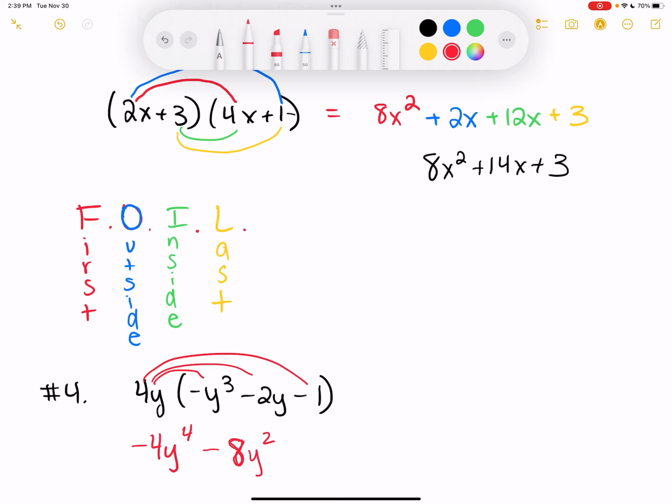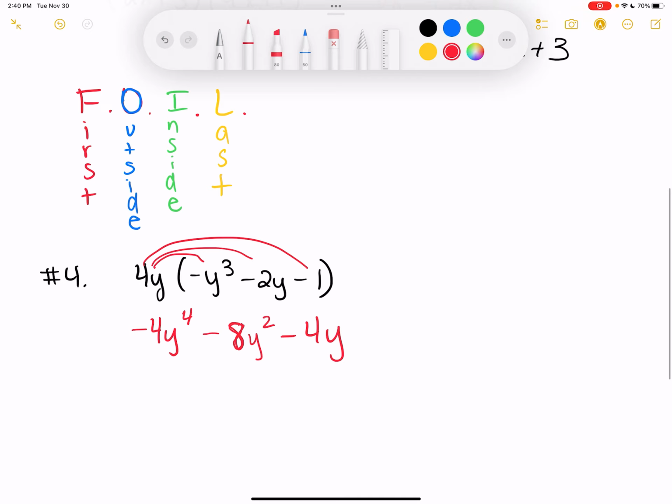Wait, so it's just going to be negative 4y to the second power? There's no extra. Oh wait. 4y times negative 1. So basically just add everything? No. I'm literally just multiplying. So 4y times negative 1 is what? Negative 4y. I thought you said 3.5 or 4. Wait, is the first one negative 4y to the 4th? Yes, because you add the exponents and you multiply. Oh. Right.